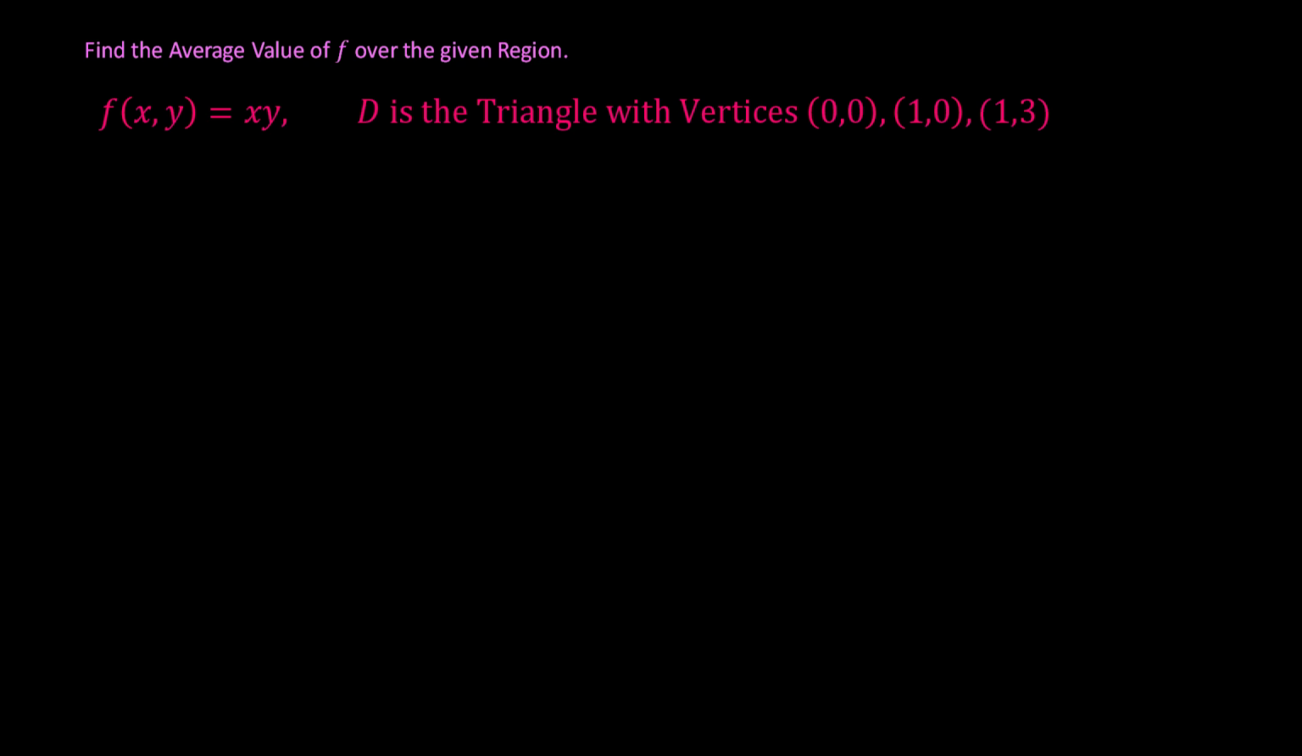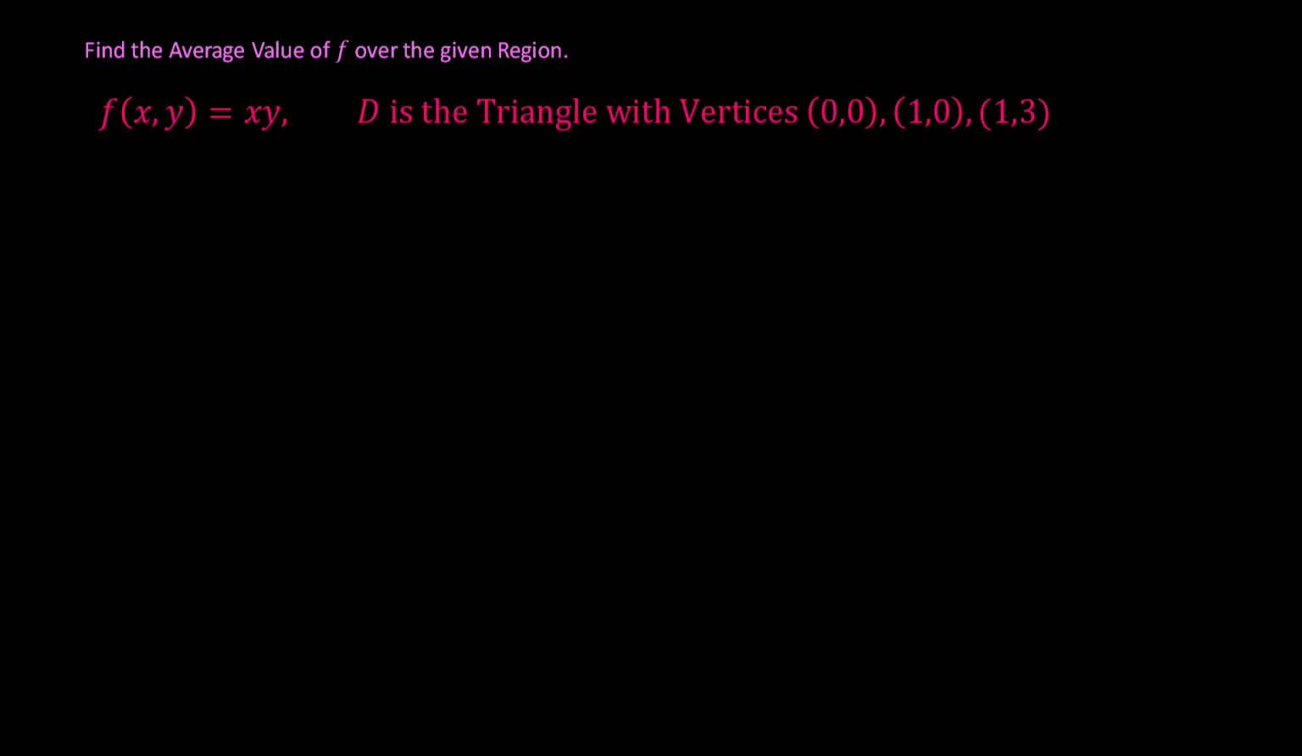In this video, we want to learn how we can find average value of a function over a region. Here the function is xy, so we want to find the average value of the function xy over a triangle that its vertices are (0, 0), (1, 0), and (1, 3).